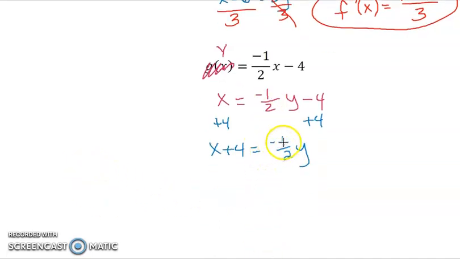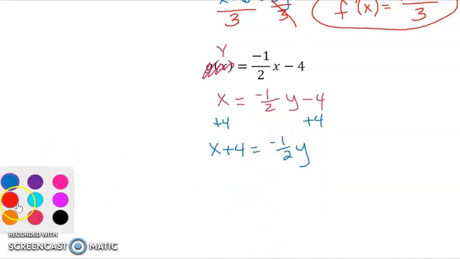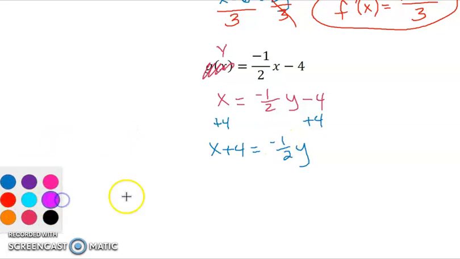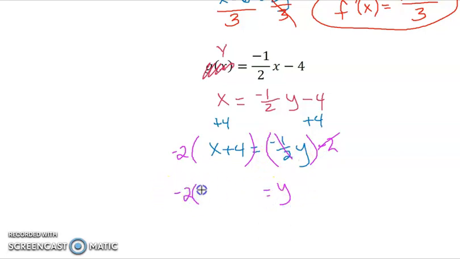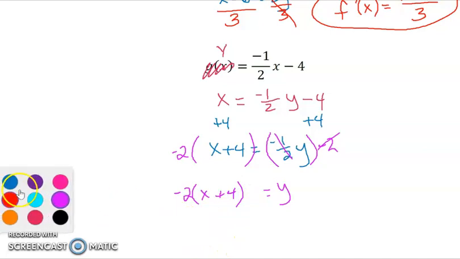Now, instead of dividing by negative 1/2, some of you might remember that we multiply by the reciprocal. Reciprocal, flip it. So to get rid of the times negative 1/2, we're going to multiply by negative 2. When we multiply both sides by negative 2, those cancel out, and we're left with y equals negative 2 times x plus 4. If we want to distribute that, we totally can. It's not that big a deal right now.